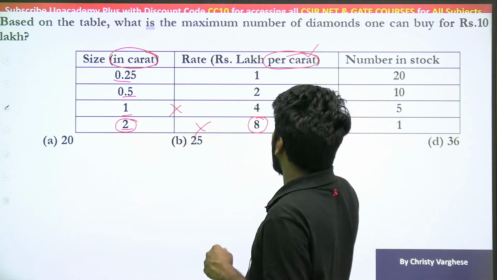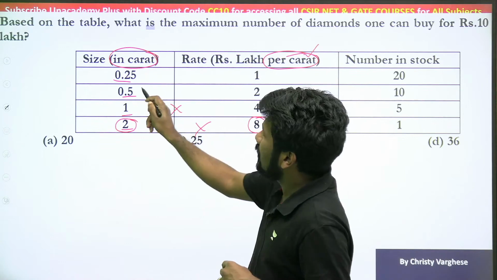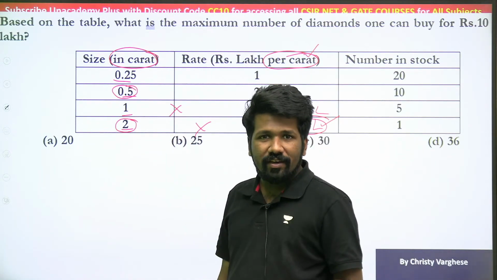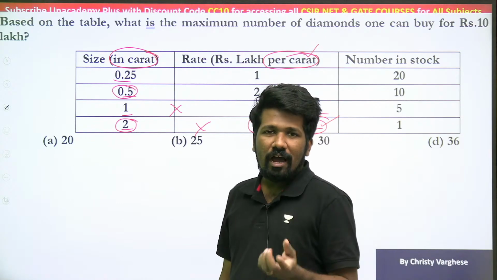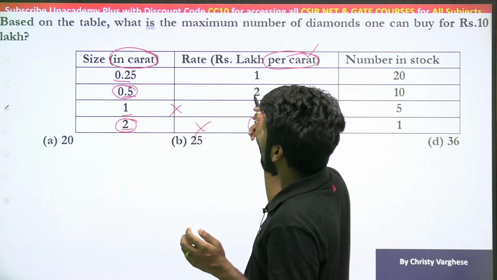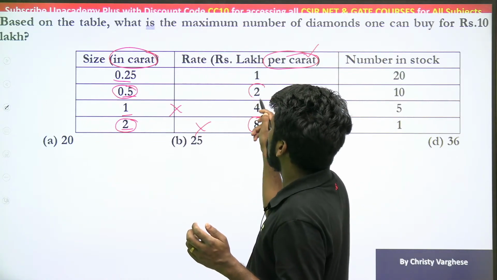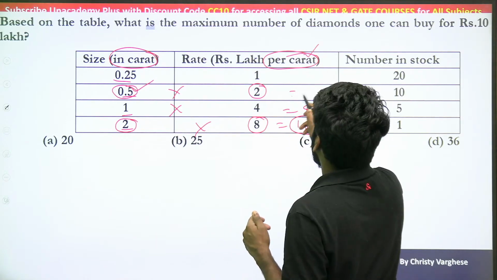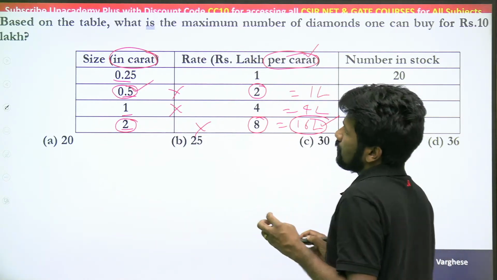Similarly here, 1 into 4 lakh itself is the price. Here it is available in half carat, like onion is available in a half kg packet. If the price of 1 kg is 100, then the price of half kg will be 50, right? So this is price per carat. The price of 1 carat is 2 lakh, but it is available in half carat. So half into 2, 1 lakh only is the total price of that.